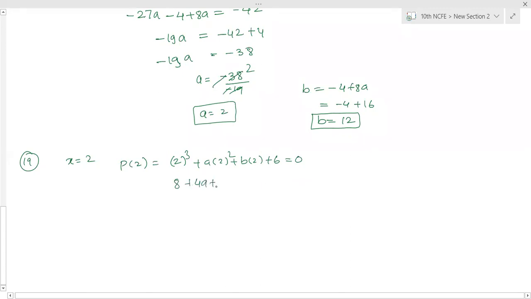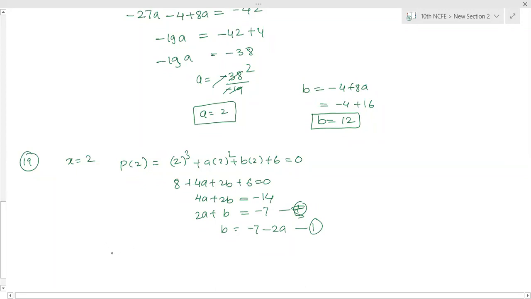8 plus 4a plus 2b plus 6 is equal to 0. 4a plus 2b plus 14. That side it will go minus 14. Divide everything by 2. 2a plus b is equal to minus 7. So b is equal to minus 7 minus 2a. This is equation 1.